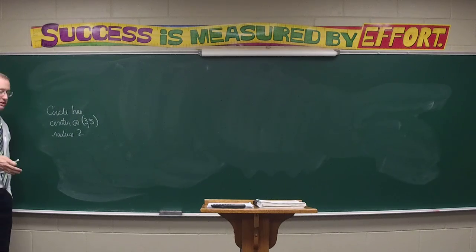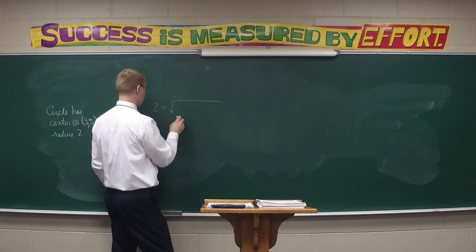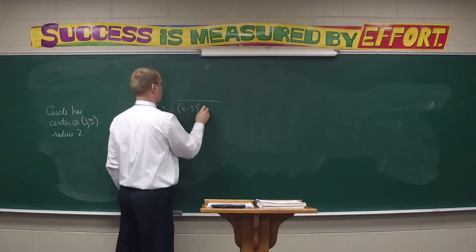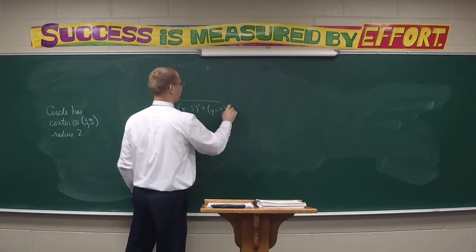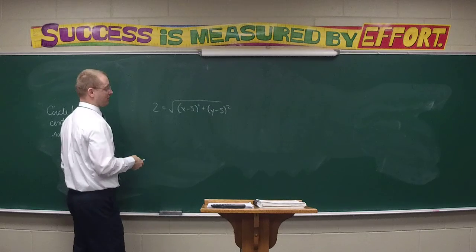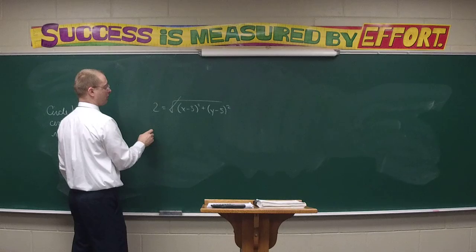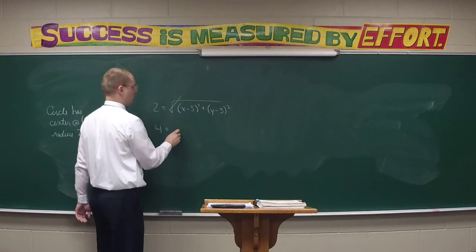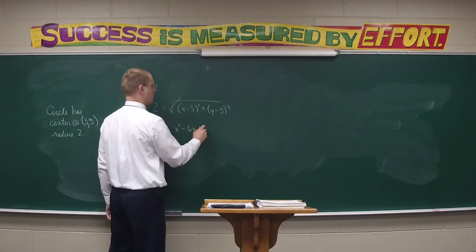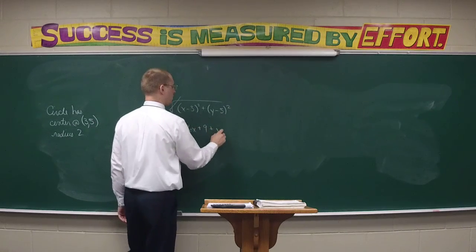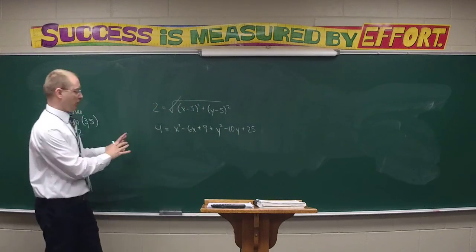All right, Jamie, how do we set it up? 2 equals the square root of x minus 3 squared plus the binomial y minus 5 squared. There we go. All right, then? Then we square both sides to get rid of the square root, and it's 4 equals, and then we can go ahead and square the binomials and get x squared minus 6x plus 9 plus y squared minus 10y plus 25. And then Quentin, if I want to get it looking really nice, what might I do?